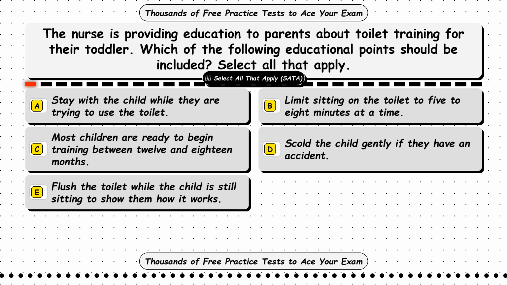Question 16. The nurse is providing education to parents about toilet training for their toddler. Which of the following educational points should be included? Select all that apply. Option A, stay with the child while they are trying to use the toilet. Option B, limit sitting on the toilet to 5 to 8 minutes at a time. Option C, most children are ready to begin training between 12 and 18 months. Option D, scold the child gently if they have an accident. Option E, flush the toilet while the child is still sitting to show them how it works.